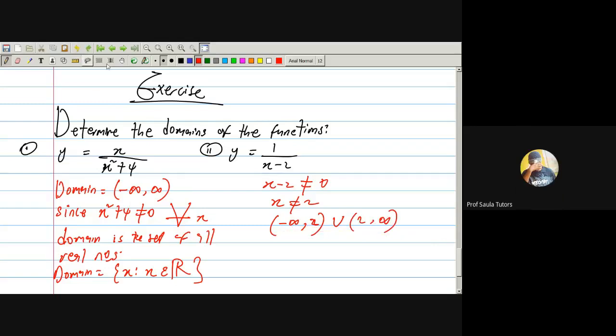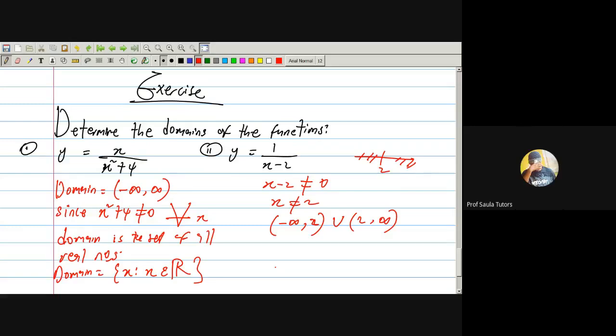In fact, the best way to understand that is to draw a number line, put 2, and put anything other than 2. You can write it in different ways. Some people write differently, but I believe you can understand those ways now, right? Yes, sir. That is about domain.